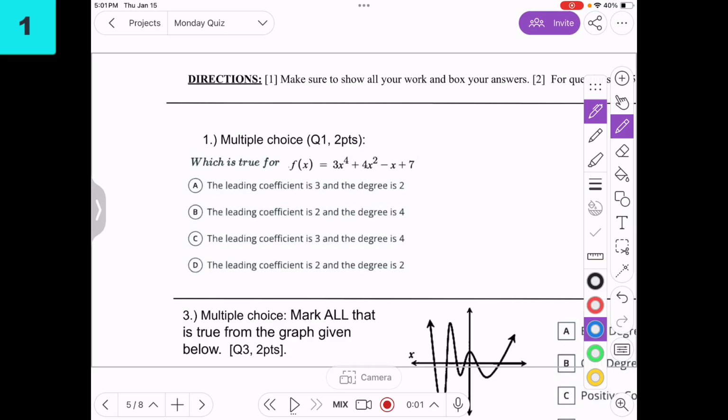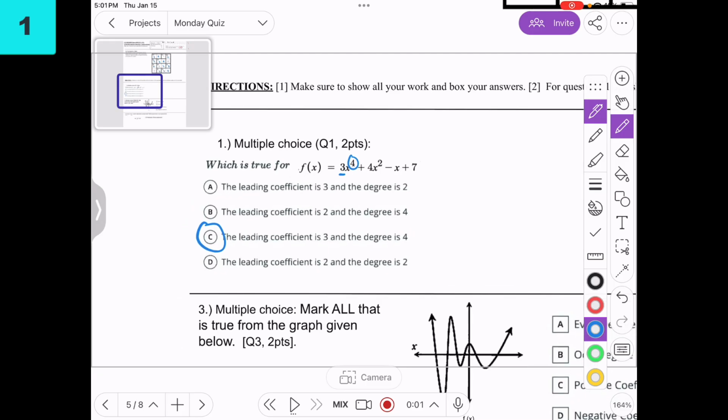Which is true about the following polynomial? I notice that my leading degree here is 4, and because that's my degree, the leading coefficient is the number right in front of it, which is 3. So therefore, this is the answer: the leading coefficient is 3, and my degree is 4.